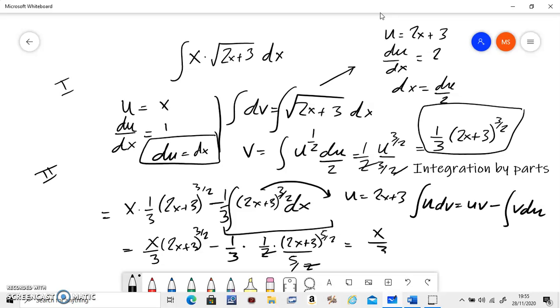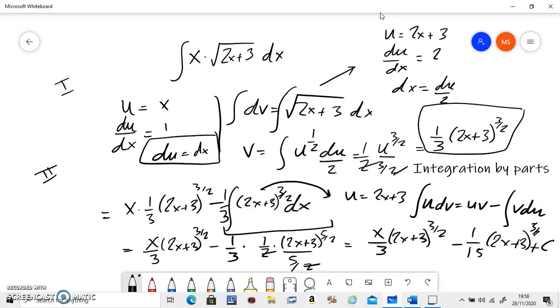You get x over 3 times 2x plus 3 to the power of 3 over 2, minus, you multiply the 3 and the 5, gets 1 over 15 times 2x plus 3 to the power of 5 over 2 plus c. And this bit here is your answer.